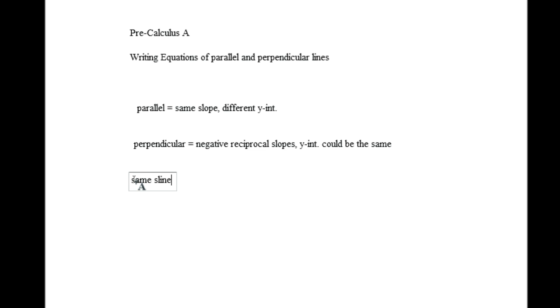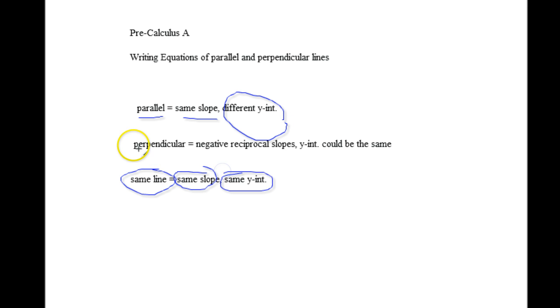The same line, okay, you have the same slope, same y-intercept. Okay, so please understand, when you're looking at parallel, you want the same slope but a different y-intercept, whereas if you wanted the same line, you want the same slope and the same y-intercept.